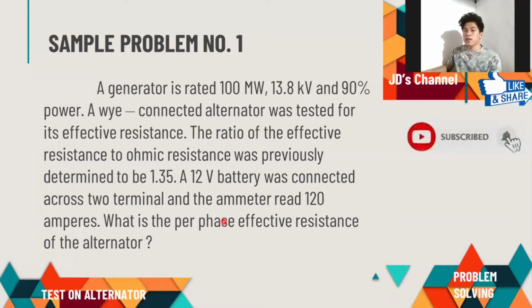A Y-connected alternator was tested for its effective resistance. The ratio of the effective resistance to the ohmic resistance was previously determined to be 1.35. A 12 volts battery was connected across 2 terminals, and the ammeter read 120 amperes. What is the per phase effective resistance of the alternator?